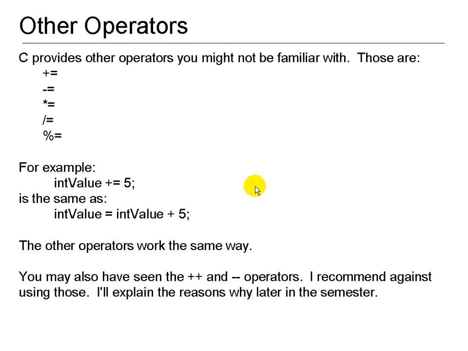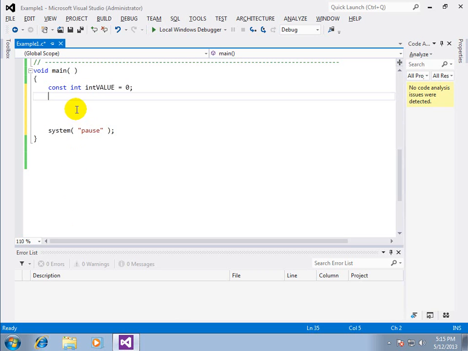Other operators. C provides other operators you might not be familiar with. Those are plus equal, minus equal, times equal, divide equal, and modulus equal. So, for example, int value plus equal 5 is the same thing as int value equals int value plus 5. The other operators work the same way. So let's go demonstrate that in the code.